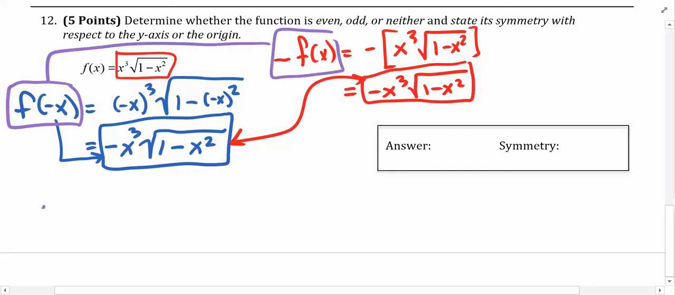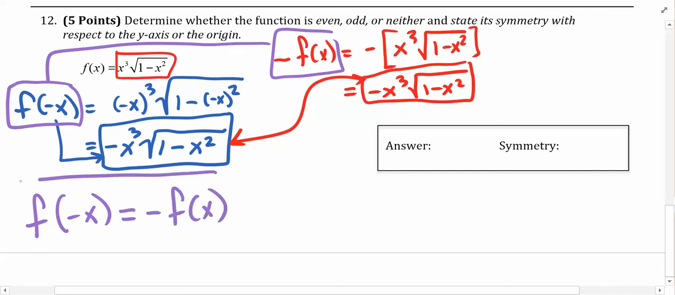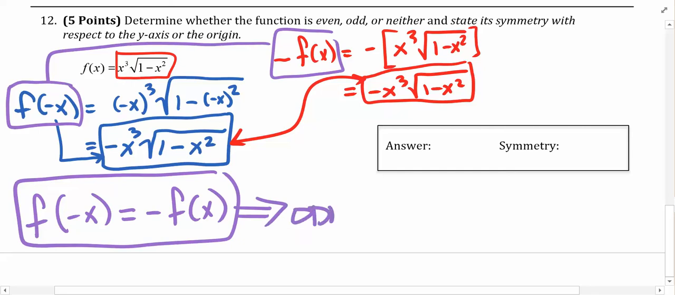So now I have a statement that f of negative x is equal to the negative of f of x. Well, you guys, this is the definition of an odd function. So the answer to this thing is odd. Now I know something about odd functions. Every odd function is going to have symmetry with the origin. So that is how you would answer that particular question.